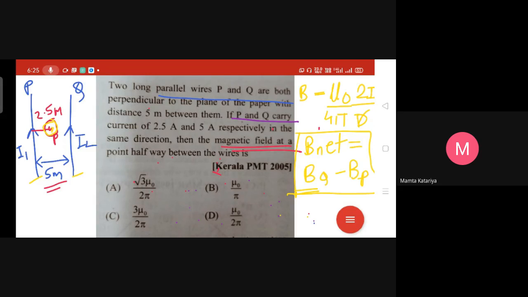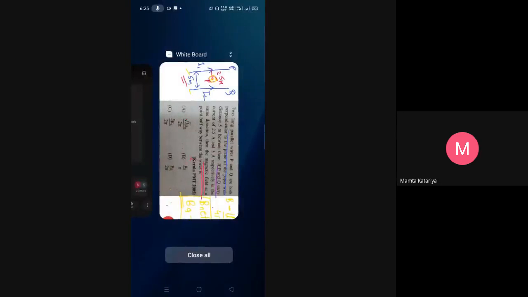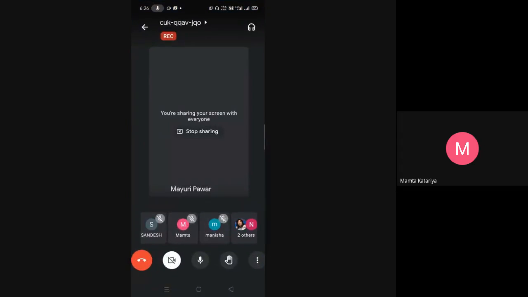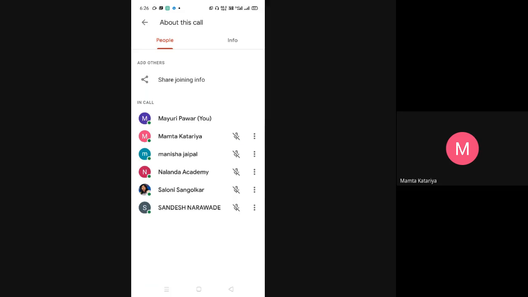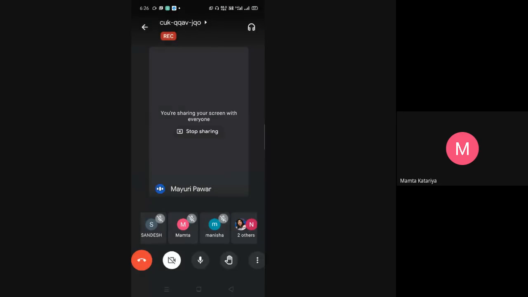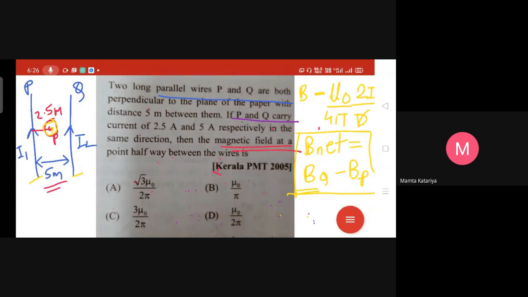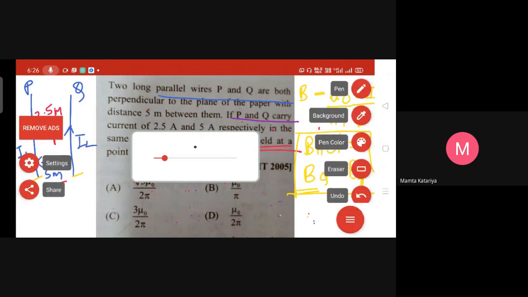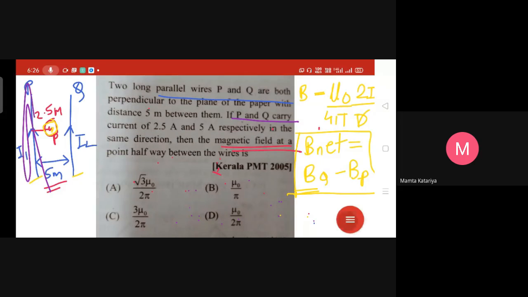What about others? Mitesh? Mamta? Yes, ma'am. I think so Mitesh got disconnected, yes. Mamta, what answer you are getting? C answer, ma'am. You are also getting answer C. So let us see, solve here and see. Sorry. I'm just clearing this part so that we can write.